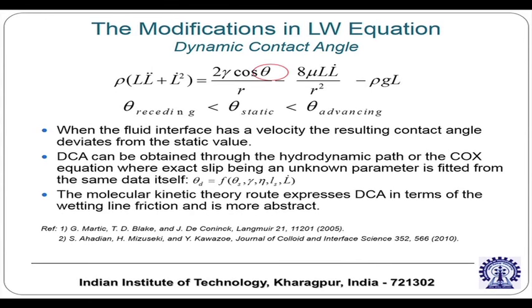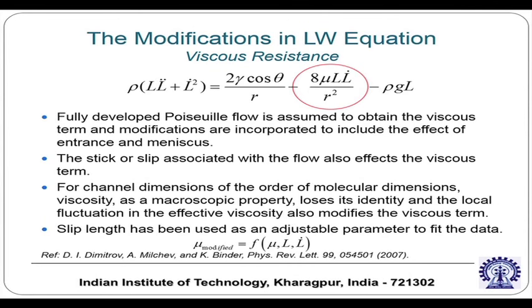Then dynamic contact angle. We have already discussed that dynamic contact angle may be important. The question is, how important is it in the nanoscale? Typically people have tried to fit the dynamic contact angle as a function of the static contact angle, the surface tension coefficient, the viscosity, the slip length and the instantaneous velocity. Or people have used the molecular kinetic theory route to express the dynamic contact angle in terms of the wetting line friction, but it is relatively more abstract than the previous approach. But all these approaches have shortcomings, we will discuss that.